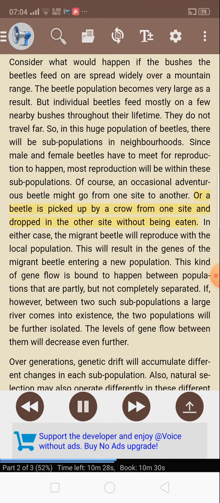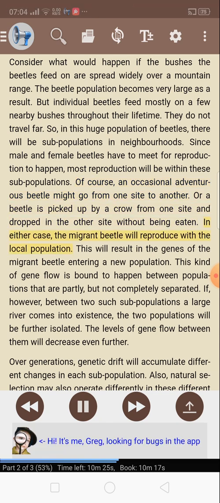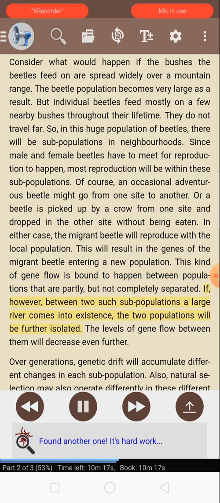Of course, an occasional adventurous beetle might go from one side to another. Or a beetle is picked up by a crow from one side and dropped on the other side without being eaten. In either case, the migrant beetle will reproduce with the local population. This will result in the genes of the migrant beetle entering a new population. This kind of gene flow is bound to happen between populations that are partly, but not completely separated. If, however, between two such subpopulations a large river comes into existence, the two populations will be further isolated. The levels of gene flow between them will decrease even further.